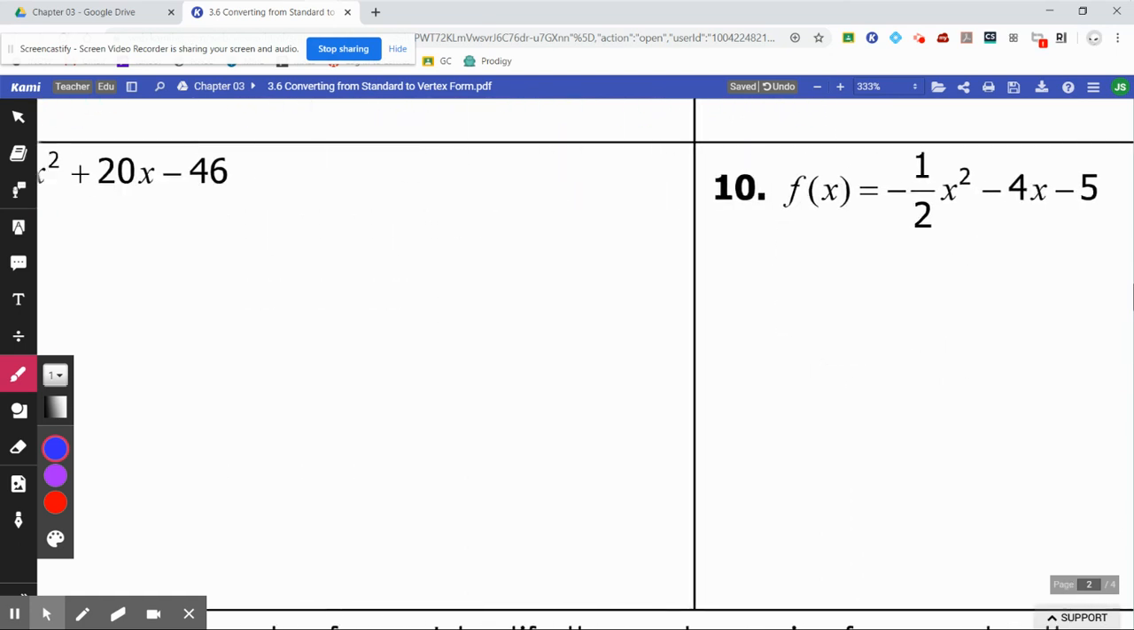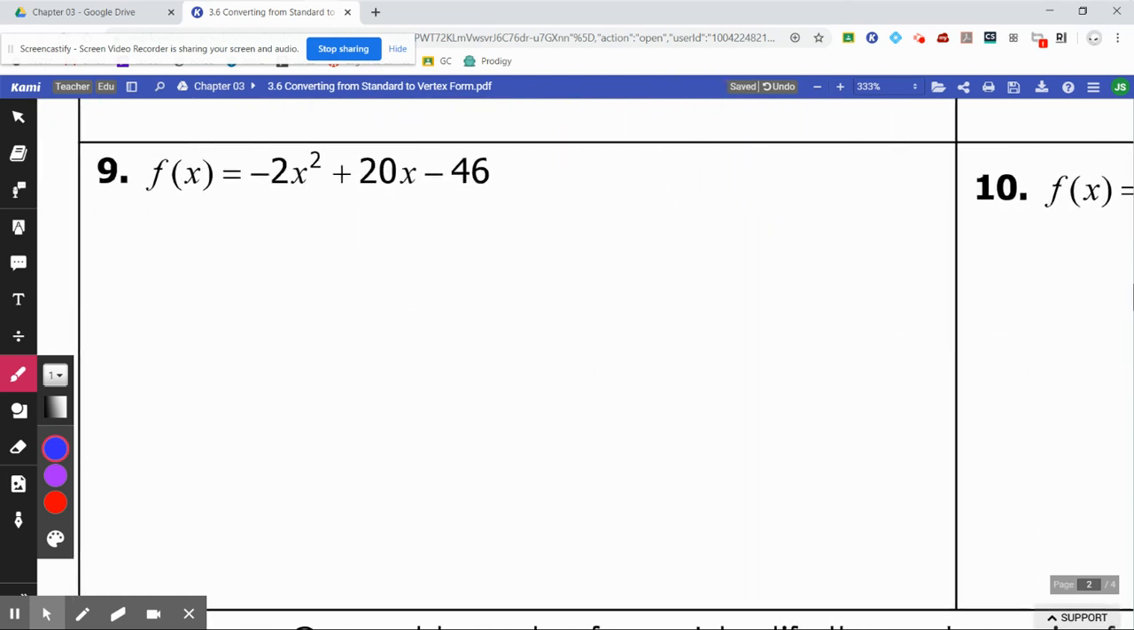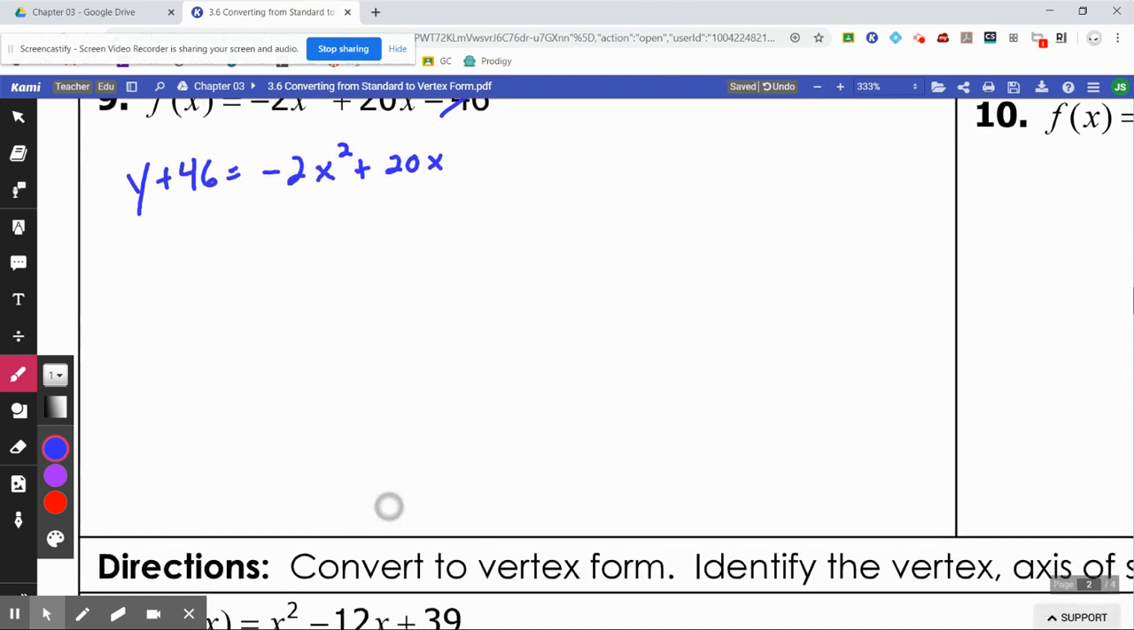Number 9. Step number 1, move your minus 46 over by adding 46. Oops, I'm getting ahead of myself. That'd be negative 2x squared plus 20x. If there is a value in front of the x squared, it has to be factored. So let's factor out a negative 2, and you're left with x squared minus 10x.